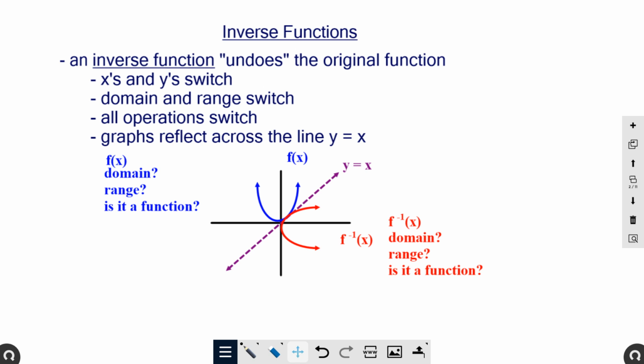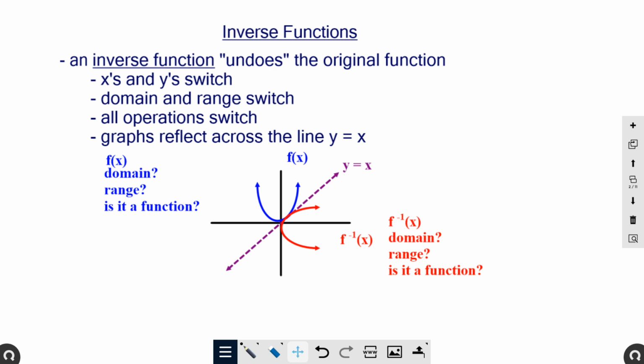Well, the rule for reflecting over the line y equals x was x equals y. They just switch. So if you have a coordinate point (x, y), the new coordinate point is (y, x). And that's what happens with inverse functions. All the x's and y's switch, so all their operations switch, and their domain and range switch.